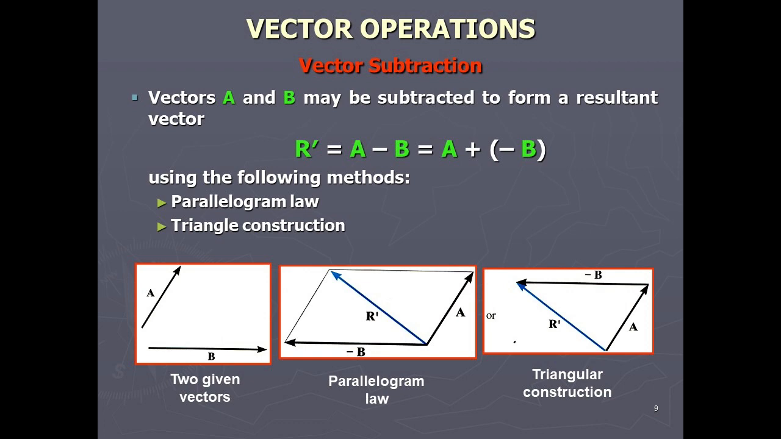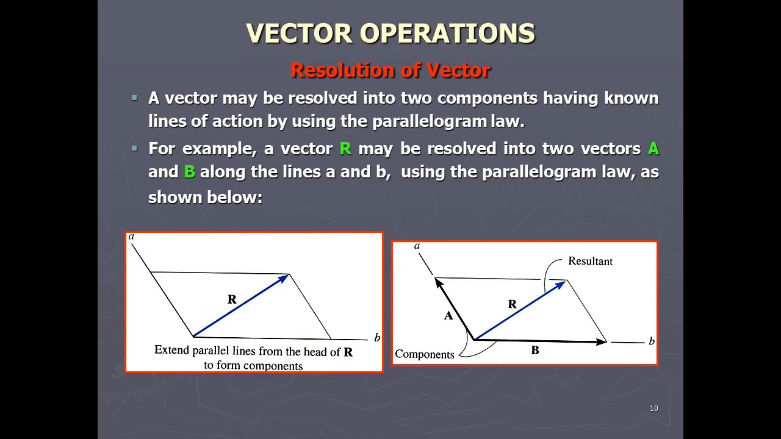Now, vector subtraction. Vectors A and B may be subtracted to form a resultant vector. A minus B will be just A plus minus B. Using the following methods, minus B will be what? We change the sense, isn't it? And then the resultant will be the same thing, A plus minus B, okay? We can use any of the triangles.